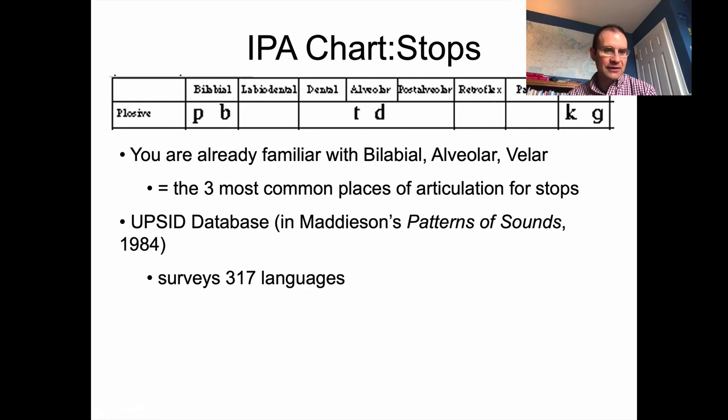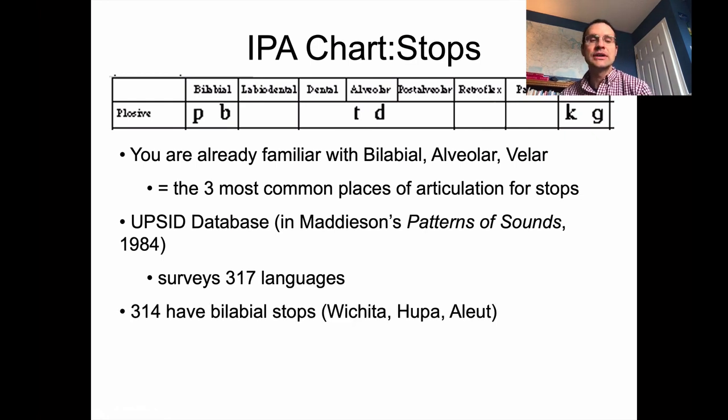Out of those 317 different languages, he found that 314 have bilabial stops. And there are only three exceptions to this rule. There's Wichita, there's Hoopa, and there's Aleut. There's a city called Wichita, Kansas, and the language was spoken in the Central Plains. Aleut is spoken up in the islands of Alaska, and Hoopa, I believe, is from Northern California.